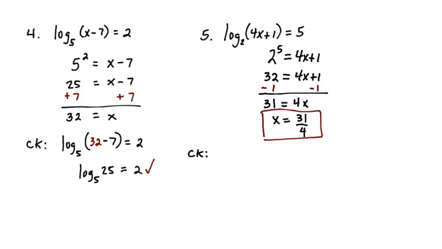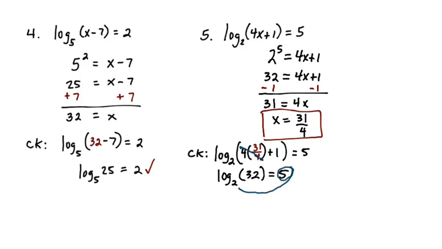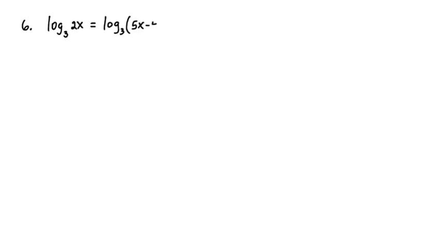And again, this is pretty easy to check. I'm going to go ahead and plug in 31 over 4 for x. So notice when you multiply here, these 4's cancel and you get 31 plus 1. So we'll get the log base 2 of 32 equals 5. And to check it, we know that 2 to the 5th power should equal 32. And you can verify that is true. And so that one does check. All right, let's move on.